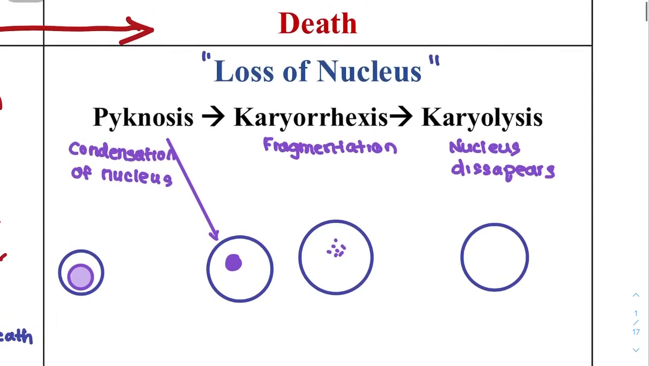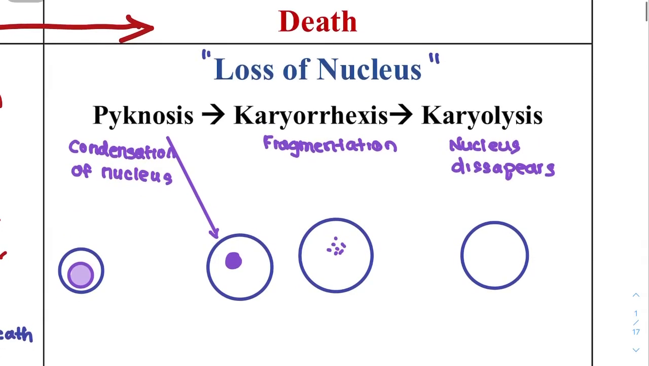Finally, cell death. The hallmark of that is loss of the nucleus. There are 3 stages in the loss of the nucleus: pyknosis, karyorrhexis, and karyolysis. We take the nucleus, and in a histological stain, you can see that the nucleus has condensed. In a very tiny spot, you can see a very deep purple color.